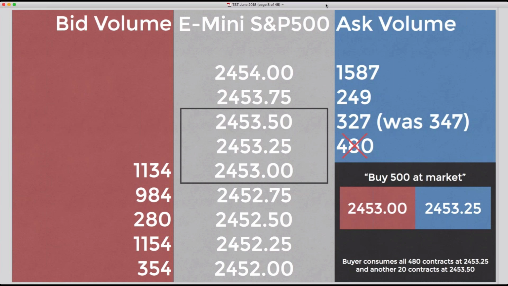Now, of course, the DOM is subject to spoofing. People will pull their orders, people will replenish their iceberg orders, but we can consider advertised volume because the advertised volume will have an impact on the price quote. So as a result of buying and selling occurring, price will move based upon the available liquidity, the available inventory of contracts that can be bought and sold. So that is advertised volume.